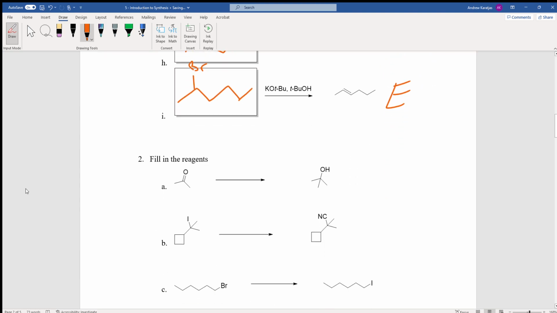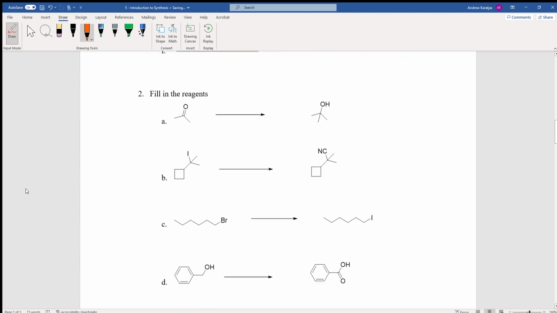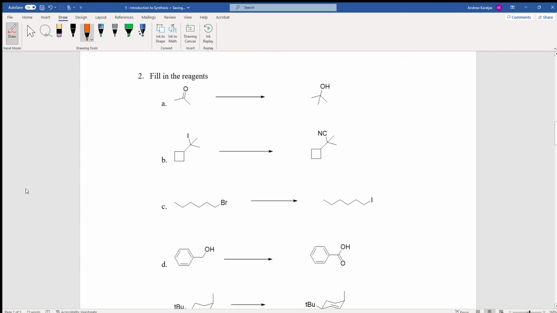All right, so now we move on to question 2. We're going to look at a different piece in question 2. In question 2, I've given you the starting material and the product. And what I want you to figure out is what reagents do you need to get there? And so in order to do that, essentially you need to figure out what's different.